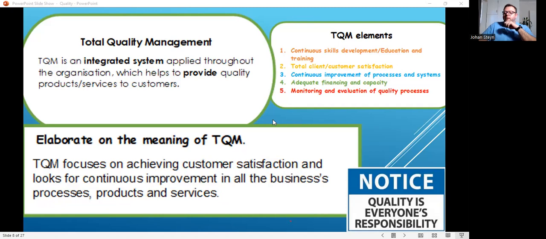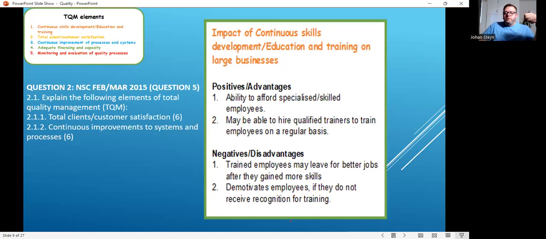TQM is now things that need to be done, things that need to be implemented. So we look at continuous skills development and training. And the question then, explain the following elements of total quality management, right here on the side for question 2. This is out of a question paper. Total client customer satisfaction and continuous improvements to systems and processes.